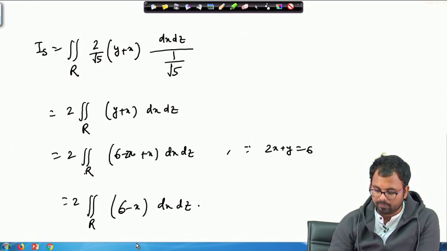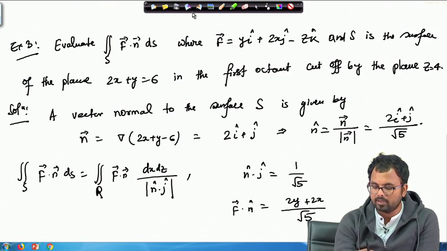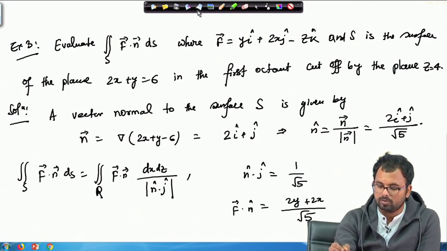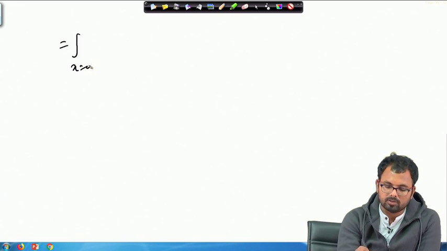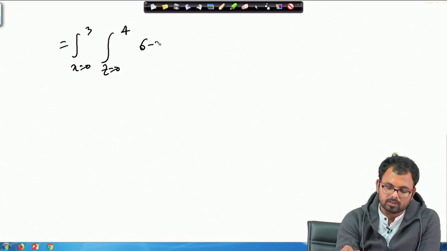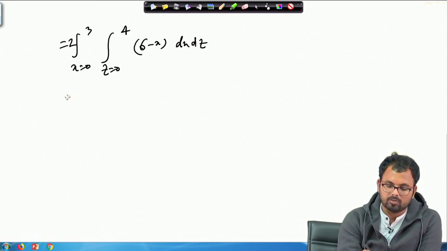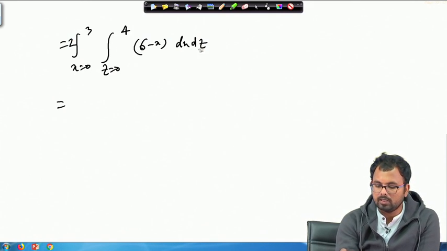Now, if we take the projection on the xz plane, then in the xz plane basically y is 0. So, x will vary from 0 to 3 and z will vary from 0 to 4. So, I can write the integral as x varying from 0 to 3 and z varying from 0 to 4 of 6 minus x dx dz. Here there is a 2, and we can integrate with respect to z first. So, it will be 2 times 4, and then we integrate with respect to x.